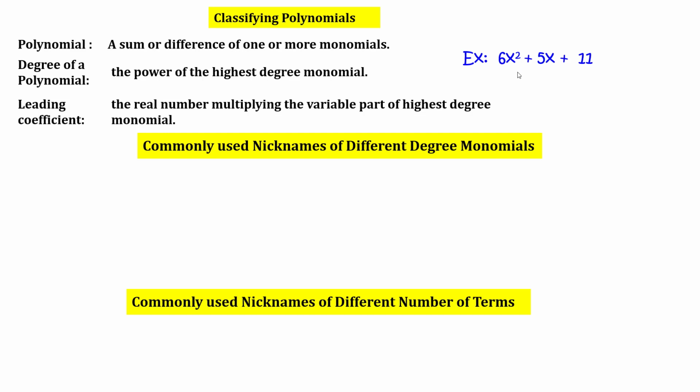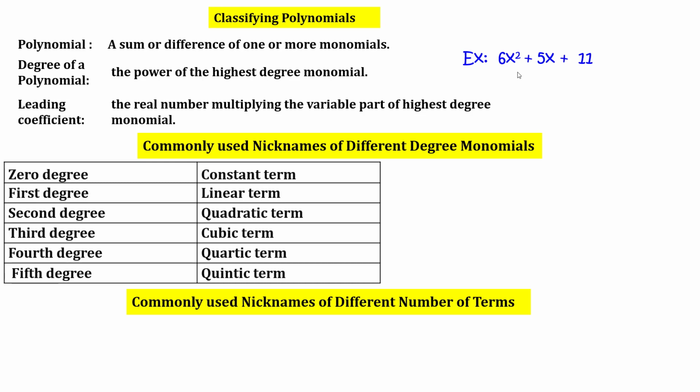leading coefficient. And then we said there's a few nicknames for different types of degrees. So if something is degree 0, it's called a constant or constant term. A first degree, so just x, is called a linear term. A second degree, or x squared, is called a quadratic term. A third degree, or x to the third, is called a cubic term. A fourth degree, x to the fourth, is called a quartic term. And a fifth degree, x to the fifth, is called a quintic term.